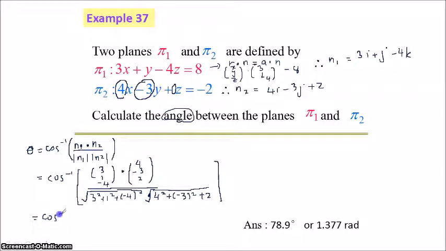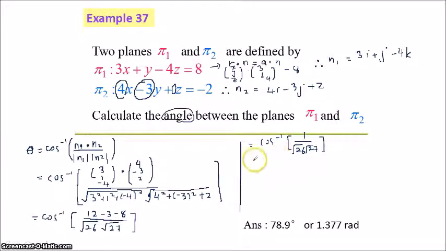From here we need to solve this equation. I think you will get the same answer as me. The answer should be 78.9 degrees, or your answer can be in radians, but make sure you calculate it in the correct mode. So we're done with example 37.